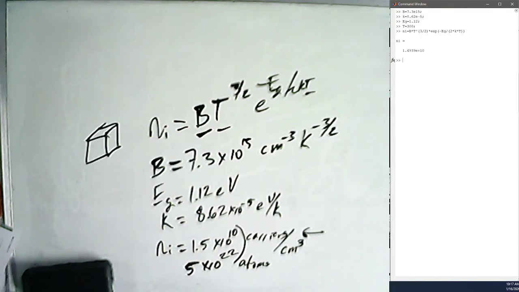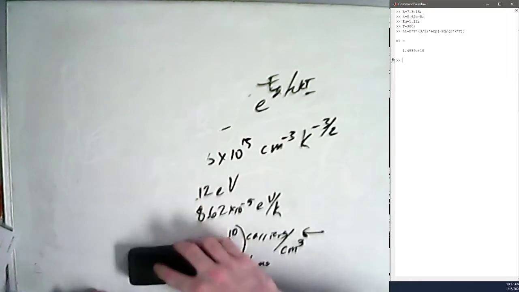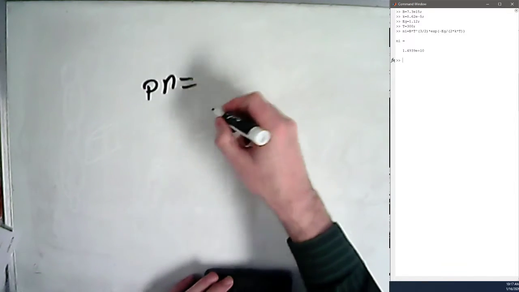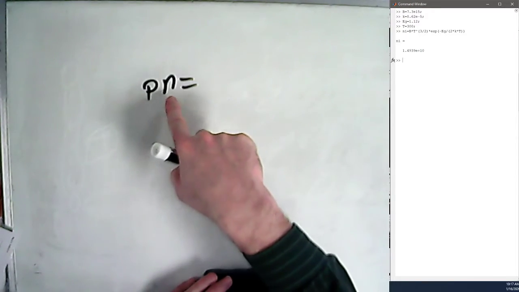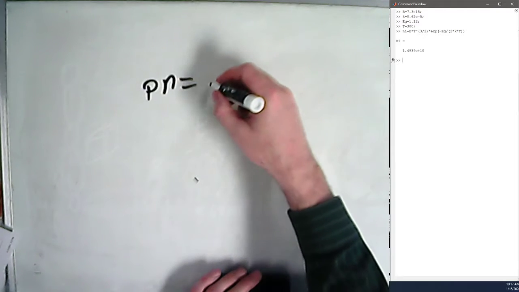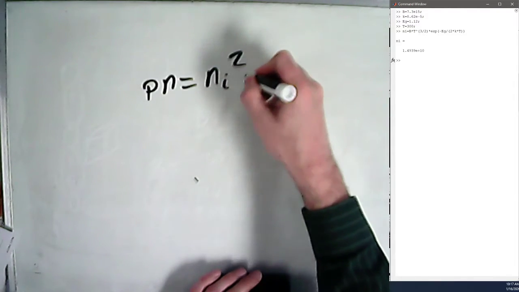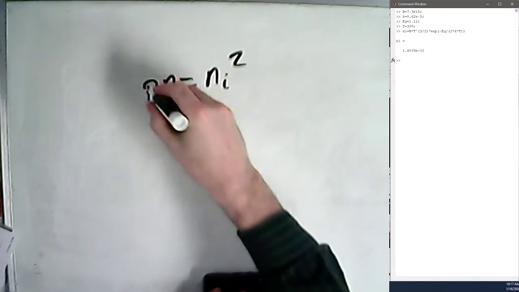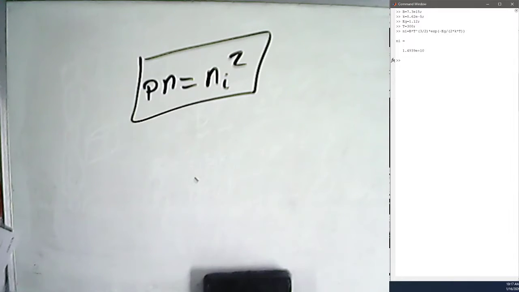Let's introduce something called the mass action law. This is one to keep down. The number of holes times the number of electrons is equal to Ni squared. Well, duh. For intrinsic, this is true. But what happens when we dope material? What happens when we add extra holes or extra electrons? We're about to do that. We need to start doping.